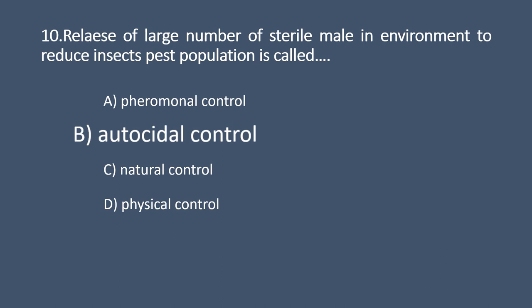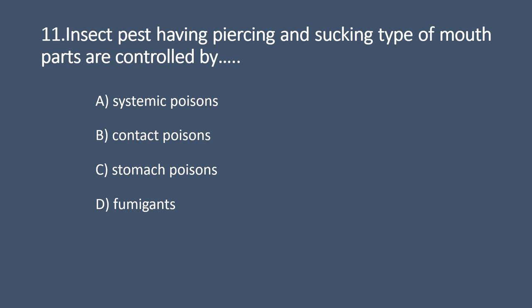Next, insect pests having piercing and sucking type of mouth parts are controlled by. Options are systemic poison, contact poison, stomach poison, and fumigants. Here the correct option is systemic poisons. Because when we spray these systemic poisons on plants, these poisons spread in different parts of the plant. And when the insects having piercing and sucking type of mouth parts pierce and suck the juice from the plant, at that time these poisons enter the insect body and affect the health of this insect pest. The correct option is systemic poison.